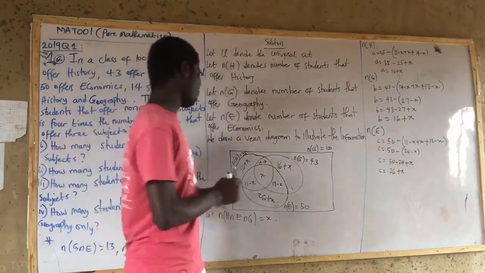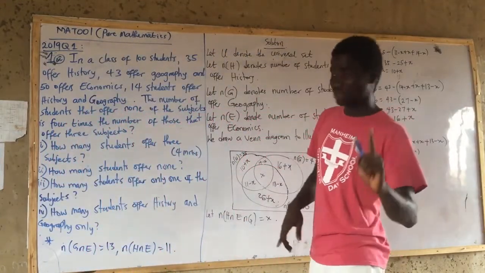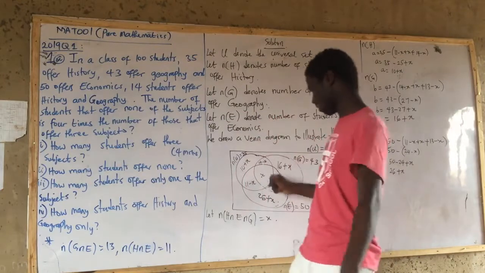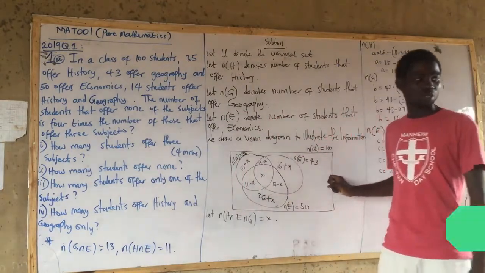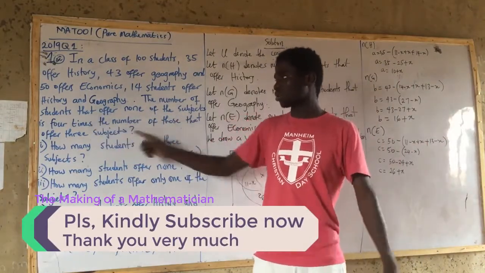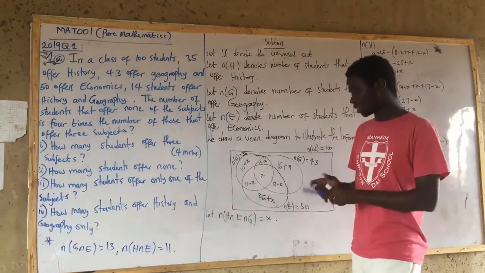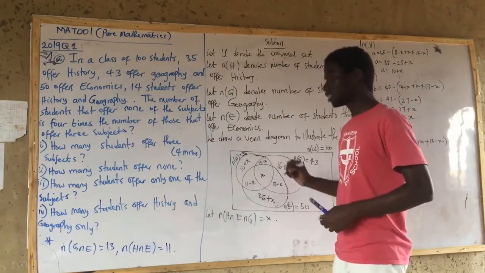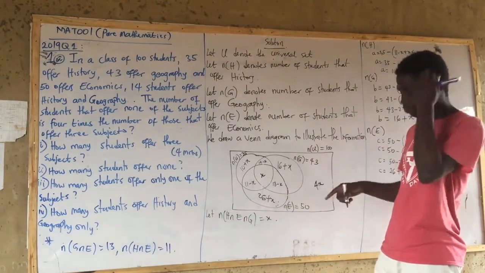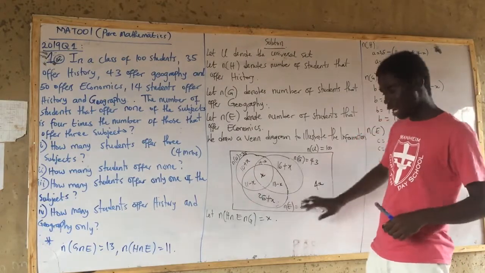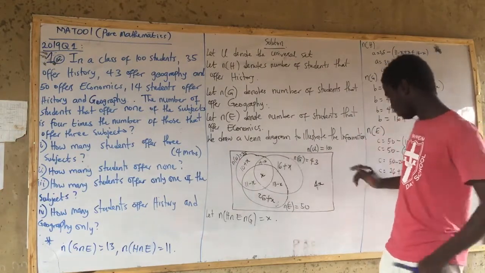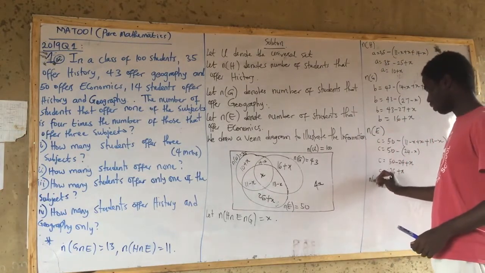So now, I've done all this one. Don't forget I've not finished with the question yet. Then they say the number of students that offer none of the subjects, that is the number of students that will be outside here, is 4 times the number of students that offer 3 subjects. Those that offer 3 subjects is x. So that's what I'm going to have. I'll add everything inside here. It must be equal to 100 because it must be equal to the universal set. So that means I will have for the universal set.